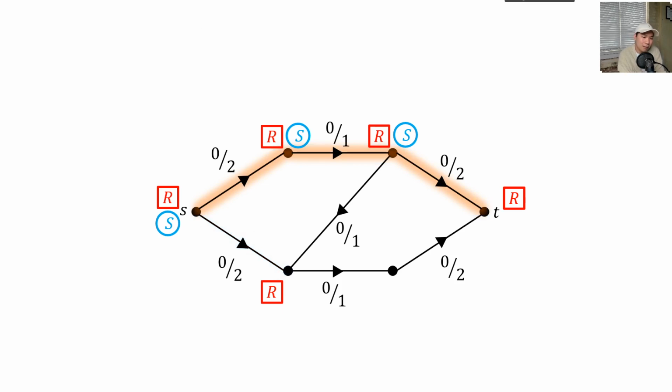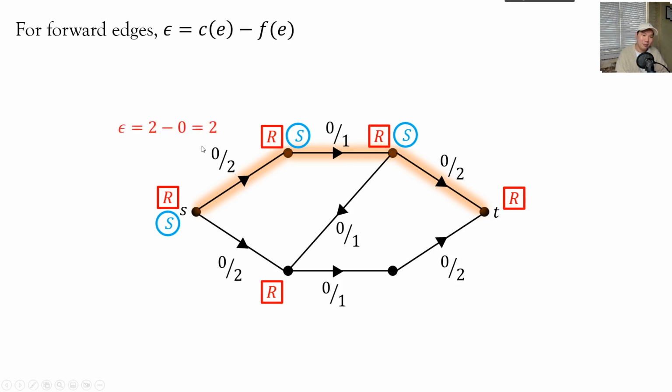So now we're going to look at our excess capacity for each of these edges. That is, what's our epsilon value? Remember, for forward edges, since they're all forward edges, epsilon is the capacity minus the flow. So for this edge on the top left, I have 2 minus 0, or 2. Here I have 1 minus 0, or 1. And here I have 2 minus 0, I get 2. So my epsilon is my excess capacity that has not been used by the flow.